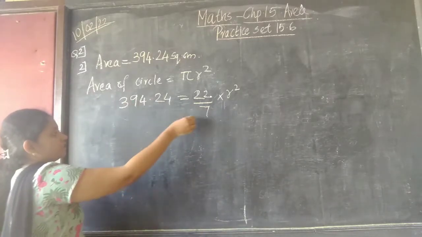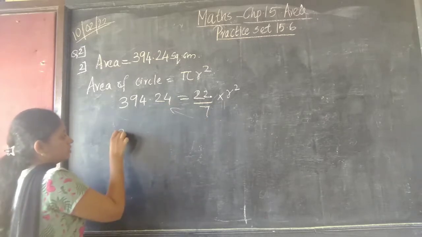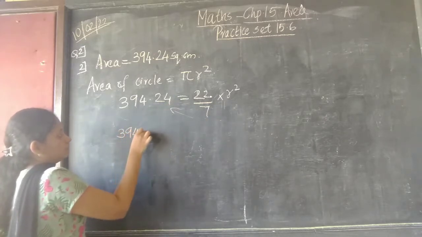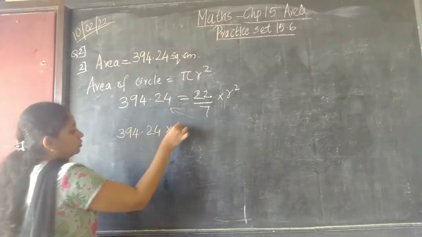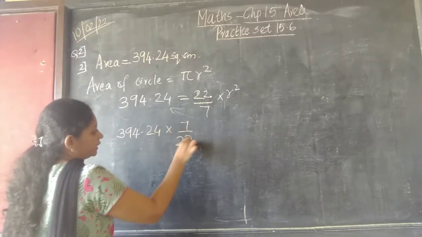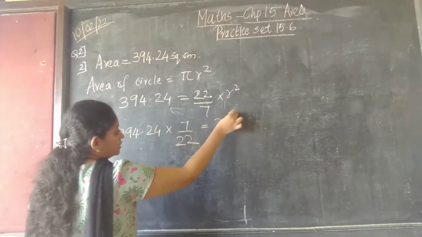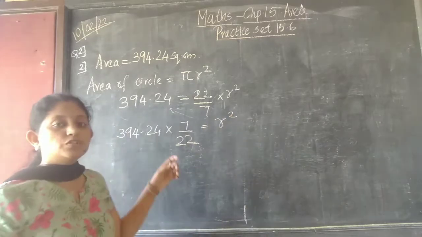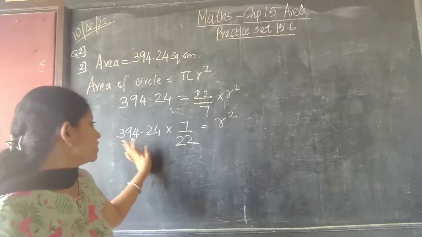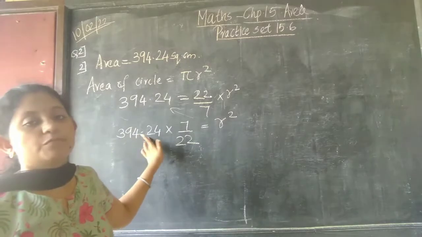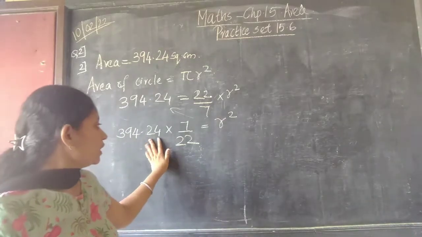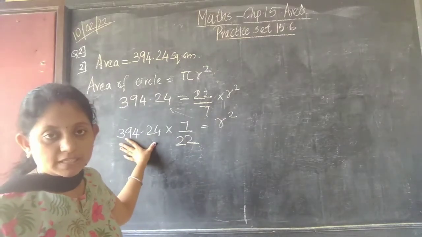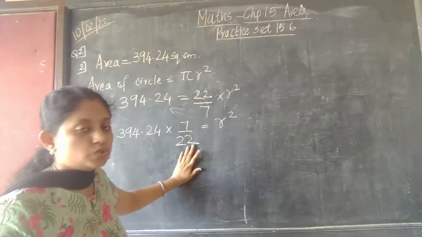Shift here, same way like the previous one, no much changes. 394.24 into 7/22 is equal to r square. First, don't consider the decimal point. Just imagine this is 39,424. Okay. Now, as this number is bigger, now you know 11 2s is 22.